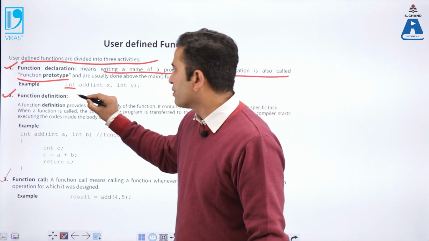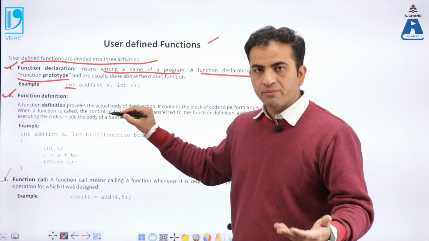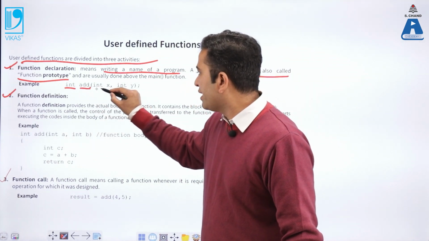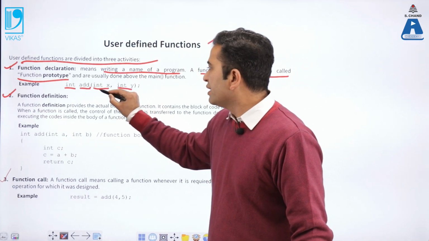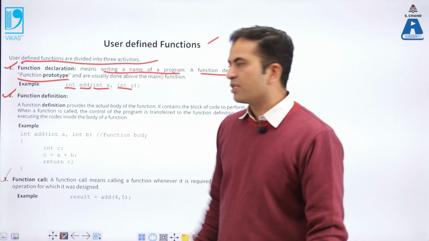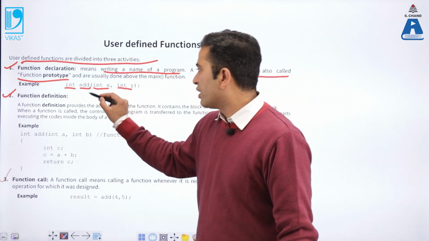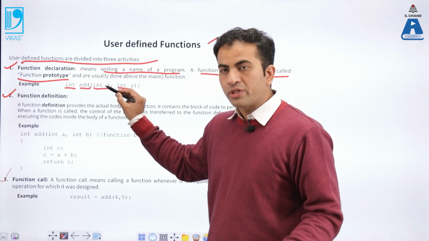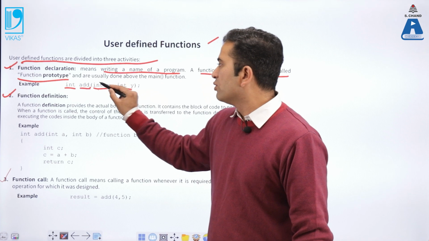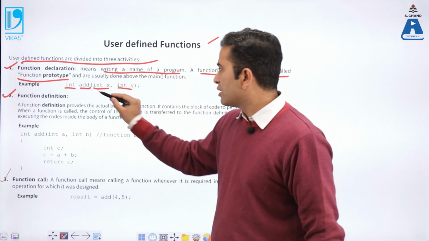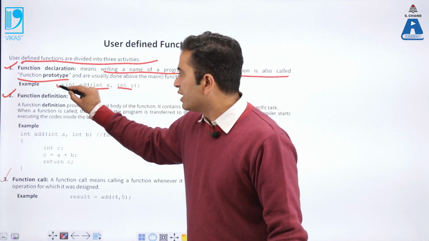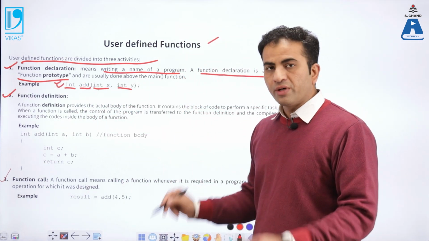Int is a data type, the return type of the function. Add is the name of the function, and int x, int y are the parameters, or you can say arguments, of this function. That means this add function can take only two values, x and y, and both values must be of integer type, so that this addition function will return a value of integer type. It is called the function prototype.